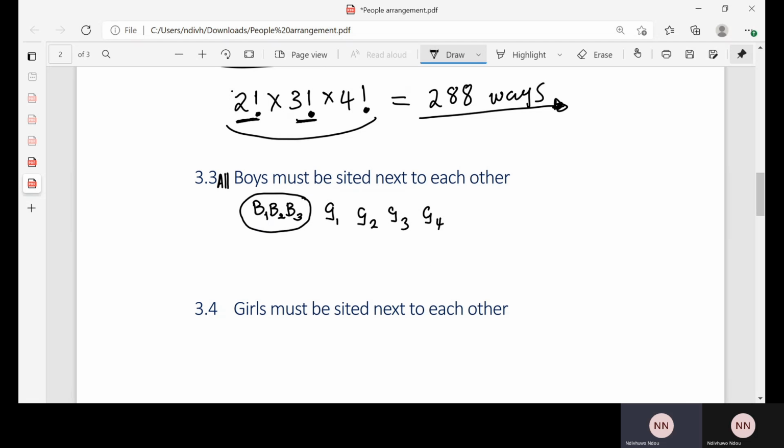So if you are to calculate the total number of different arrangements in this case, you have to just consider all these boys as one thing. You take them as one thing and you count the total number of people that you have. So if we are taking all these boys here as a single thing, we'll have 1, 2, 3, 4, 5. So we can arrange them in 5 factorial ways.